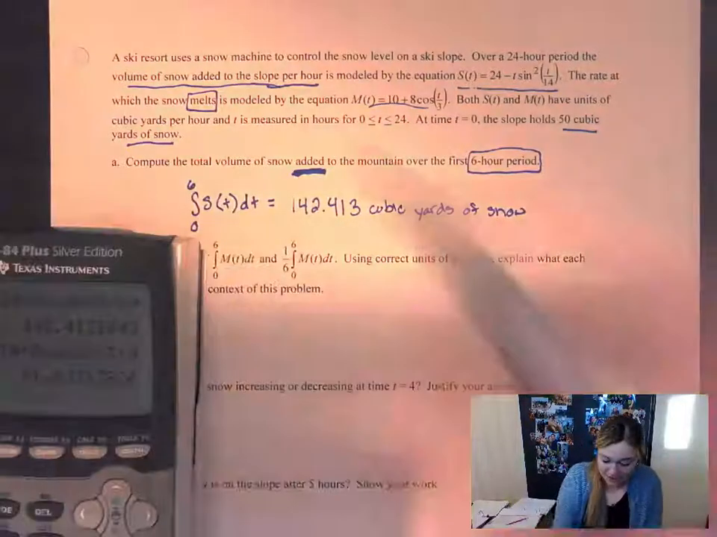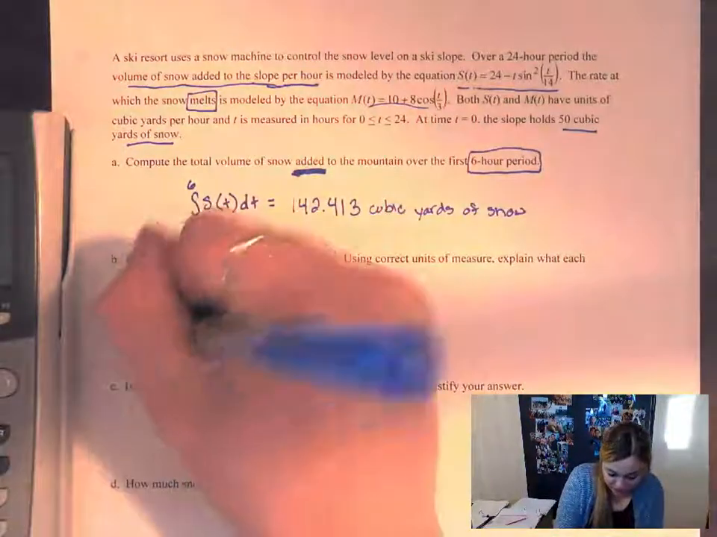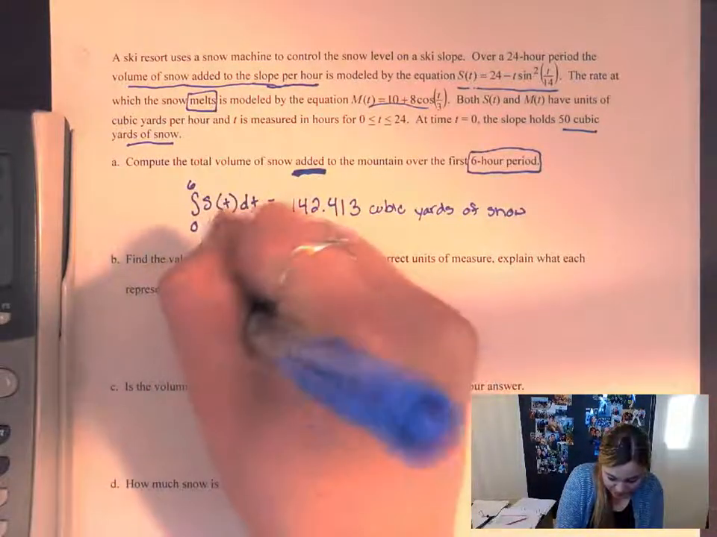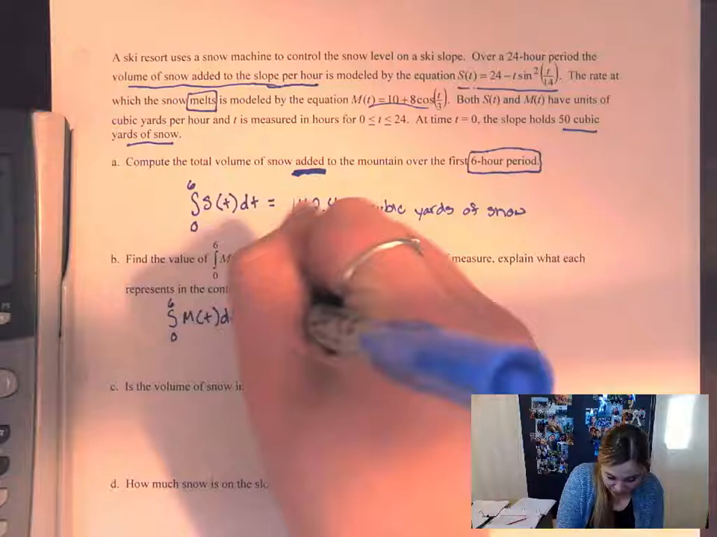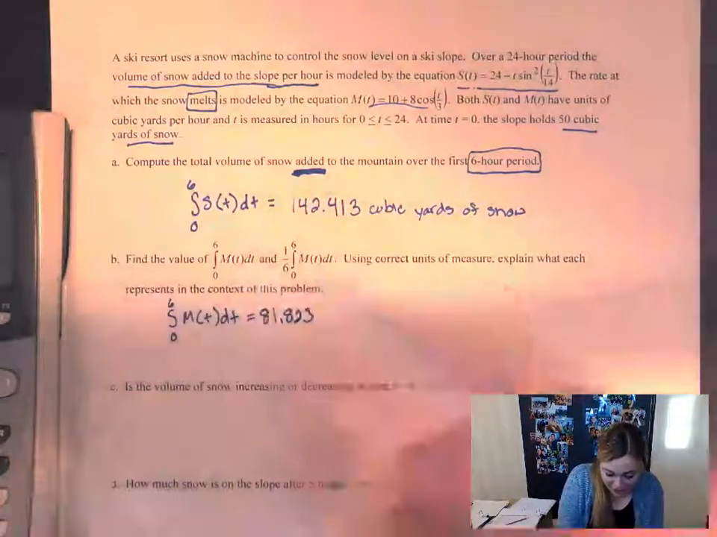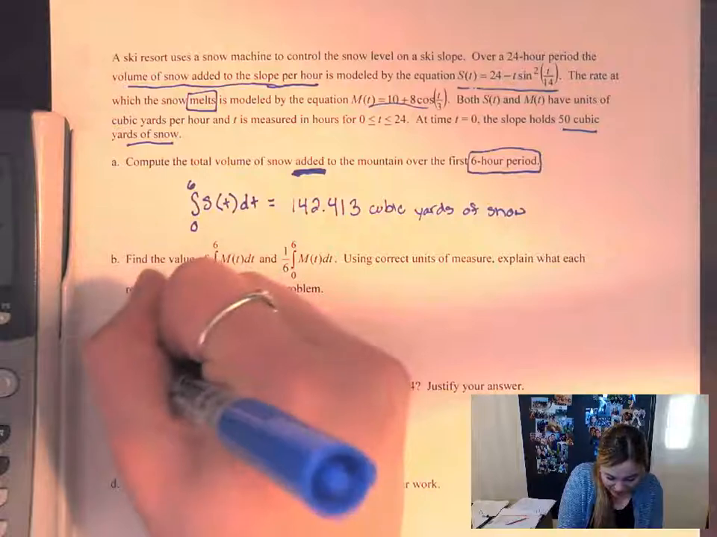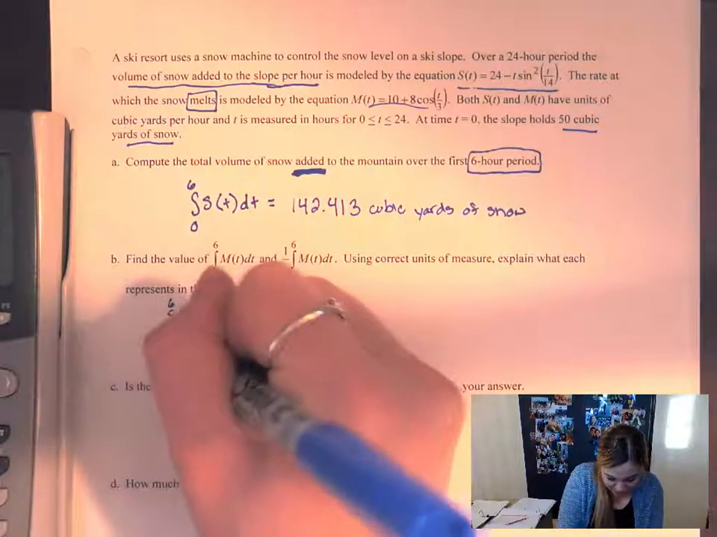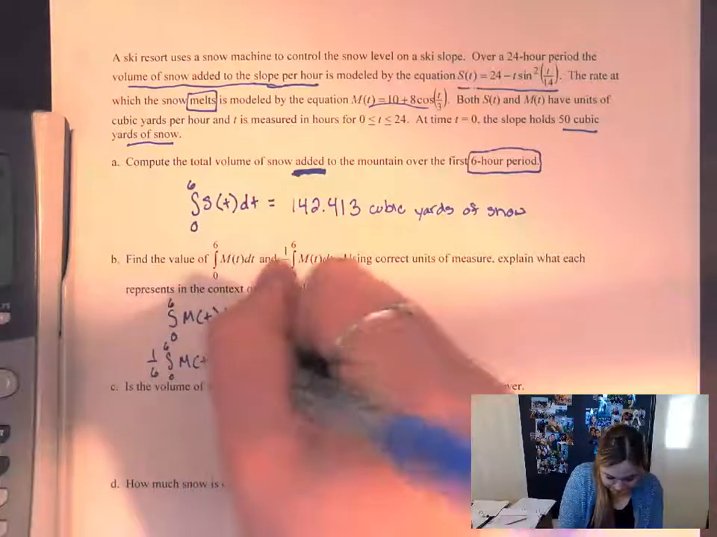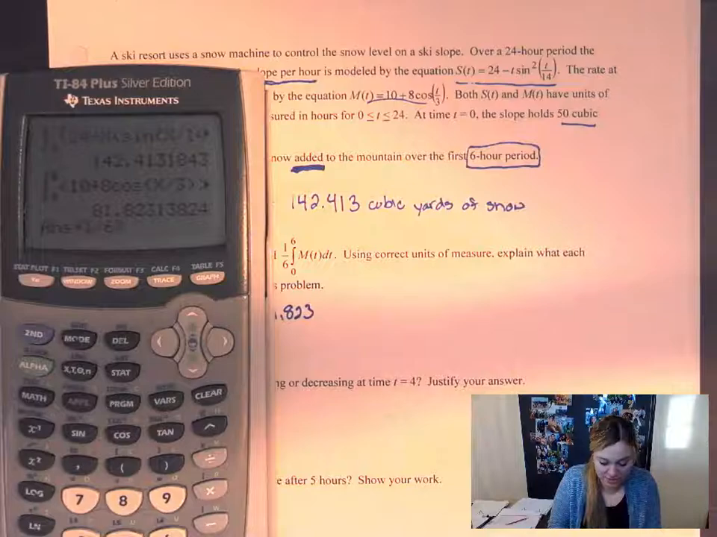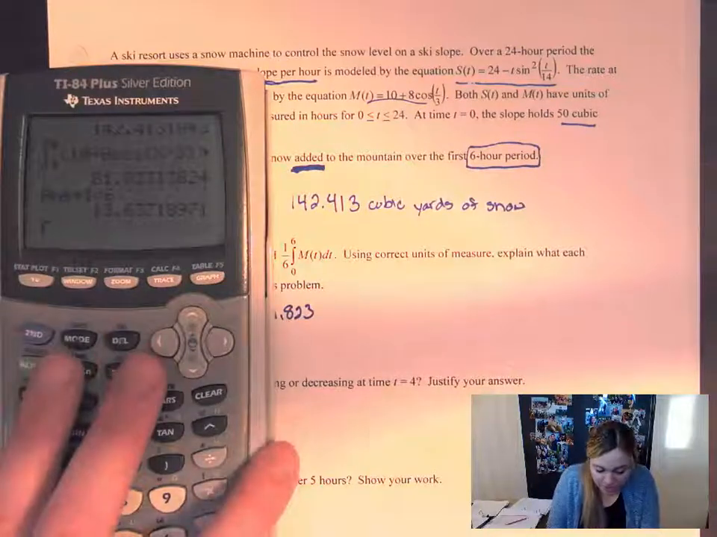And I get the integral from 0 to 6 of m of t dt equals 81.823. And I'm going to do units in a second. And then if I do 1/6 of that same thing, I don't have to recalculate anything. I just have to take this and multiply times 1/6. 13.637.